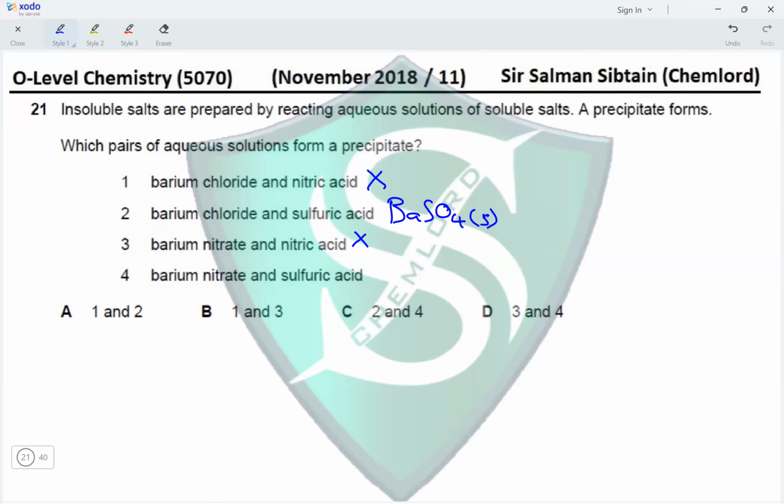Next, barium nitrate and sulfuric acid. Sulfuric acid contains a sulfate ion. When it reacts with barium ions, it would form barium sulfate, which is an insoluble white precipitate. So, precipitation will be observed. So, in reactions 2 and 4, precipitation is observed, and in 1 and 3, precipitation is not observed, making C the correct option for this question.